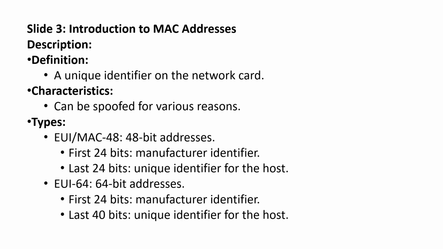Introduction to MAC addresses. A MAC is a unique identifier on the network card. The characteristics can be spoofed for various reasons. Types: EUI-48. It is a 48-bit address, where the first 24 bits consist of the manufacturer identifier and the last 24 bits consist of a unique identifier for the host.